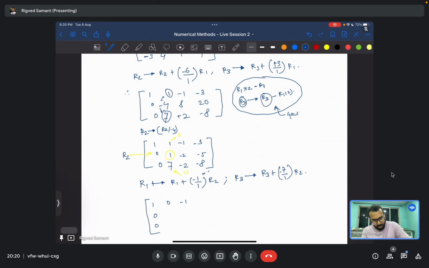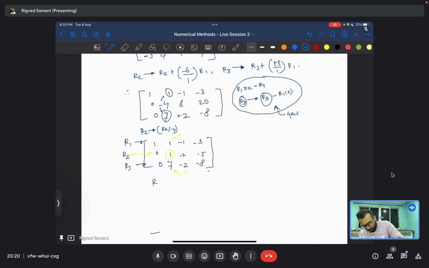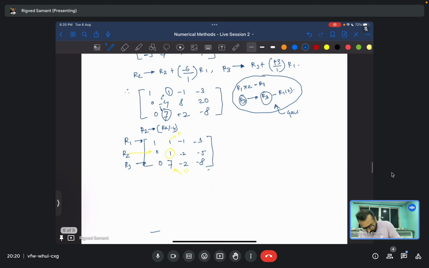R1 minus R2 or R2 minus R1? I guess it is getting confusing for you guys. This is R1, this is R2, this is R3. In Gauss, whatever we do, we always use the pivot element, the corner element. The corner element would be at this.